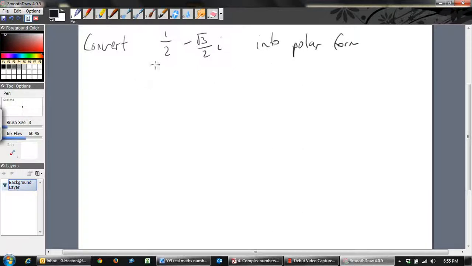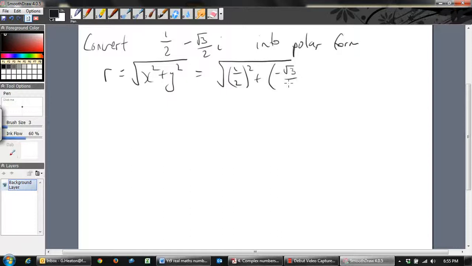Okay, let's do this. So we've got our x plus yi type form, and we've got to convert that. Firstly, let's find r. Now r was, what did we say, the square root of x squared plus y squared. So that is the square root of half squared plus negative root 3 on 2 squared.